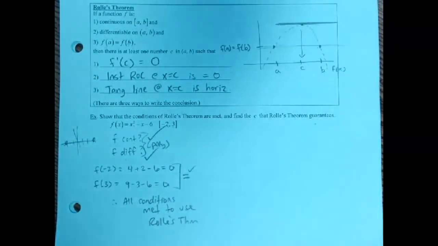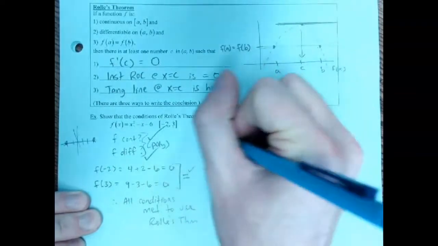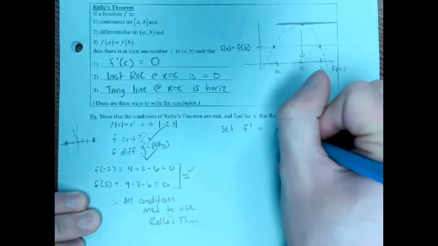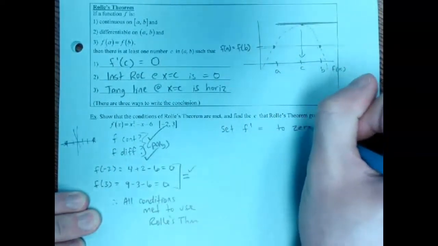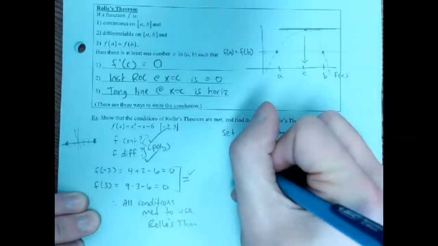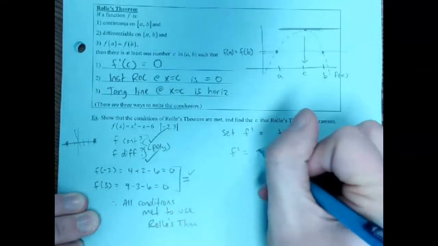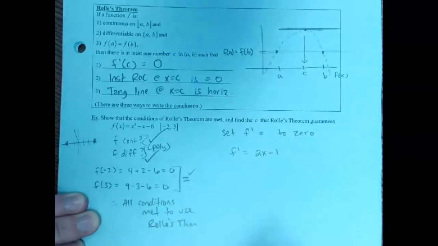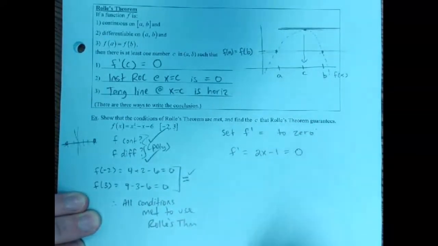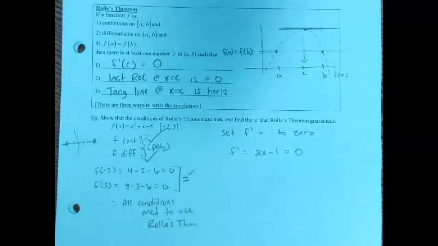Okay, now what this theorem says is at some point in the middle, the derivative is going to be 0. So these are really easy. You just set f prime equal to 0. These are pretty easy questions, right? So let's go for it. The derivative here would just be 2x minus 1. For Rolle's theorem, I'm just going to set the derivative equal to 0, right? I'm not plugging in 0.